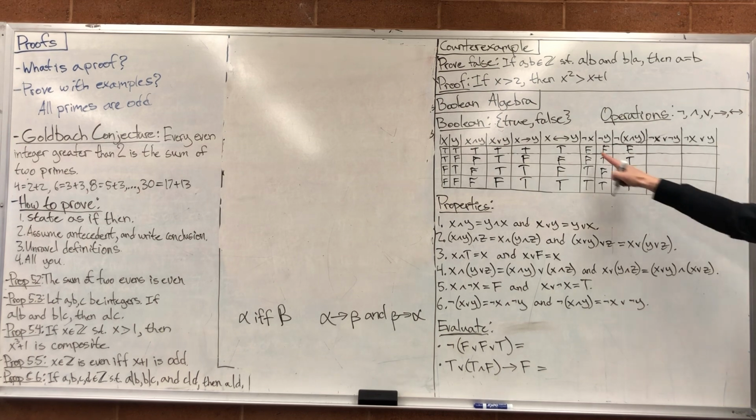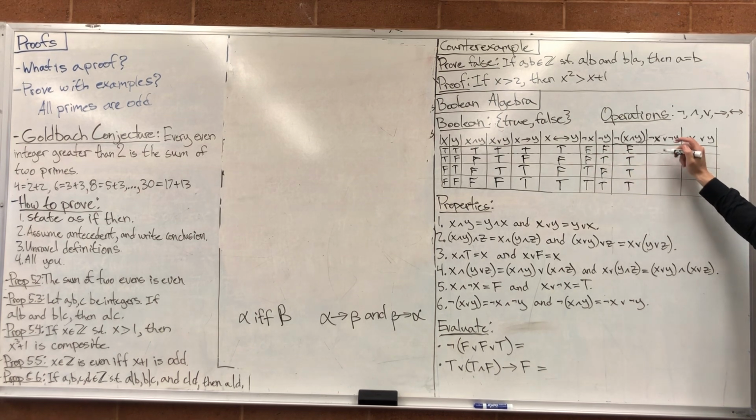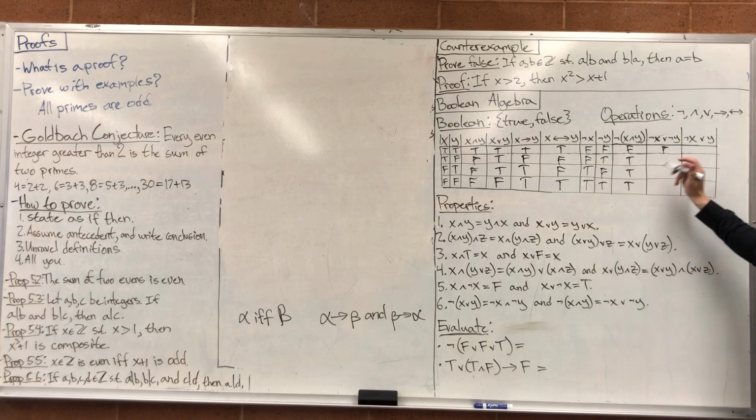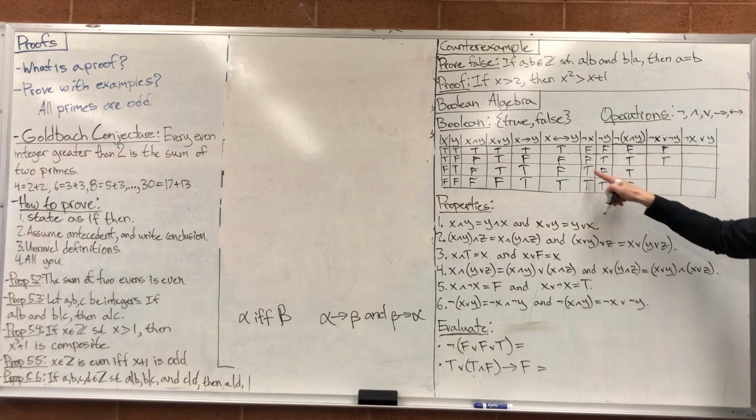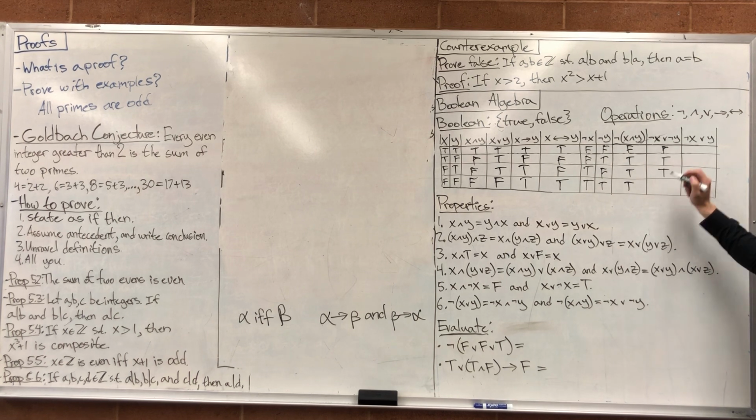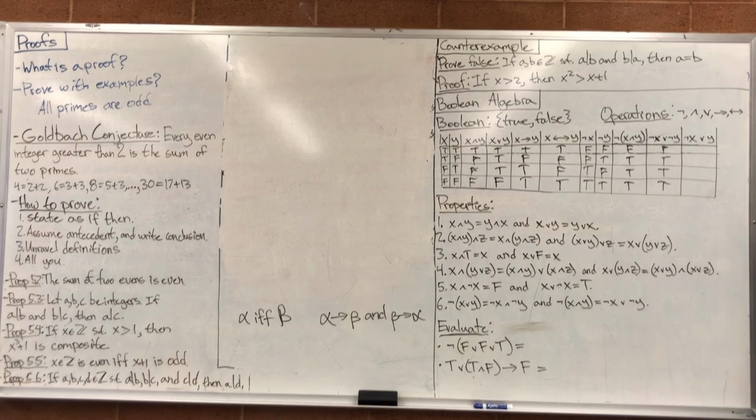All right. So false or false is false. False or true is true. Right? Or means at least one is true. True or false is true. True or true is true.